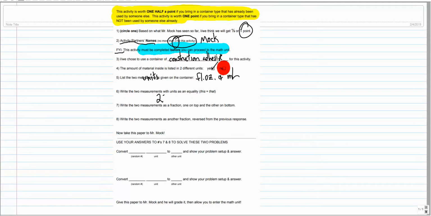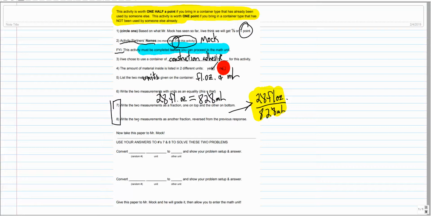So it was 28 fluid ounces equals 828 milliliters. So for steps 7 and 8, this is where we actually get the converting part. It says write the 2 measurements as a fraction, one on top and the other on the bottom. So I'm going to give myself some more room out here. I'm going to write 28 fluid ounces over 828 milliliters. This should look familiar to you because this is how we set up our conversion problems.